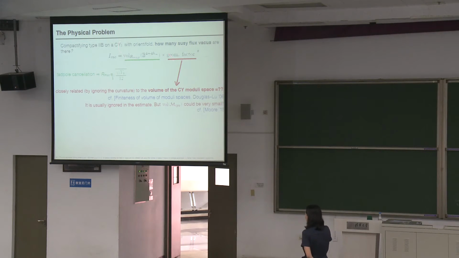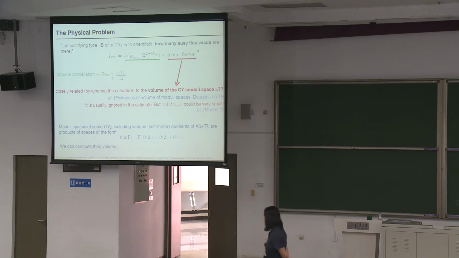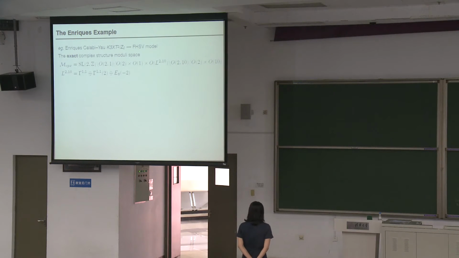So now we would like to know if in some cases we can estimate this factor. Indeed, moduli spaces of some Calabi-Yaus, including various self-mirror quotients of K3 times T2 and T2 times T2 times T2, are of this form. So now we can compute its volume, and we're very curious what the tally will turn out to be. So let's, for the presentation, focus on just the simplest example, the Enriques Calabi-Yau.